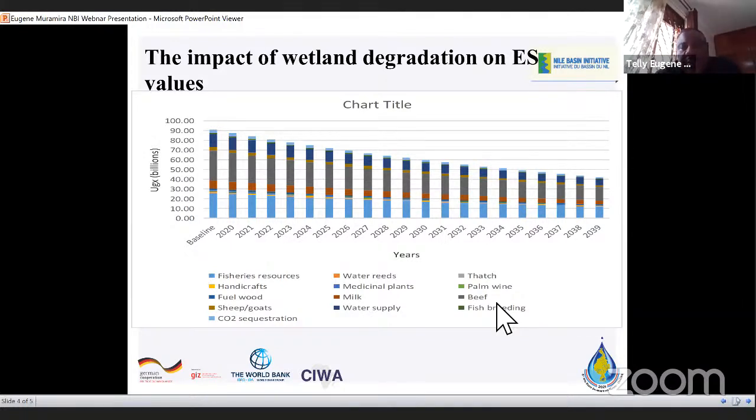My approach was basically to look at the current situation in terms of the ecosystem values. We looked at a number of ecosystem values coming out of this particular delta: fisheries, handcrafts, fuelwood, sheep and goat rearing, carbon sequestration, extraction of water reeds, various medicinal plants, milk values from the cattle that are reared in there, water supply, and use of such material. In the baseline year of 2019, that came to a total value of about 90 billion Uganda shillings.